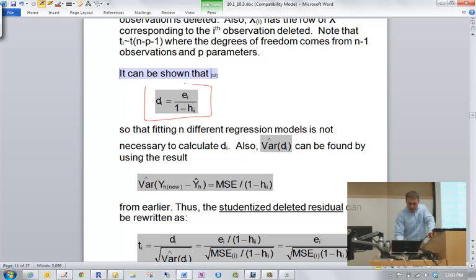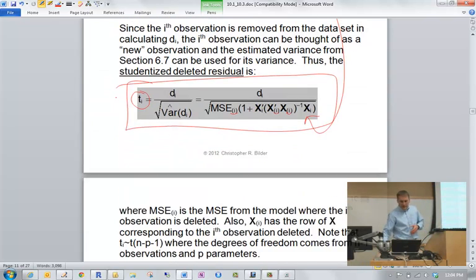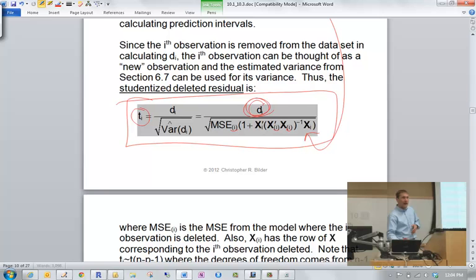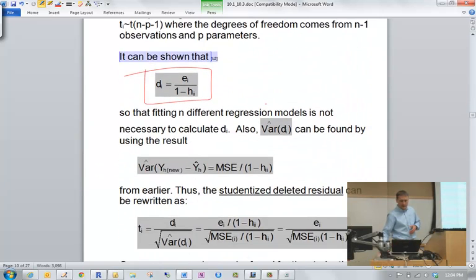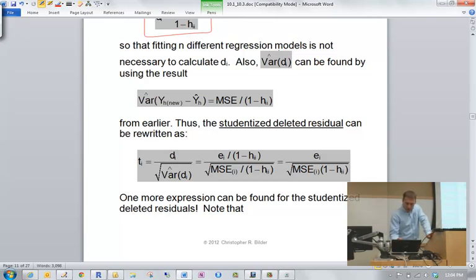Note that it can be shown that a deleted residual is this: e sub i, your regular old residual, divided by 1 minus h sub i. Don't worry about the derivation, but that's a nice form for our deleted residual. So now we have a way to deal with this numerator so that we don't have to estimate n different models. Also, the estimated variance of d sub i, which was in the denominator, can also be found to be the MSE divided by 1 minus h sub i. So that's good.